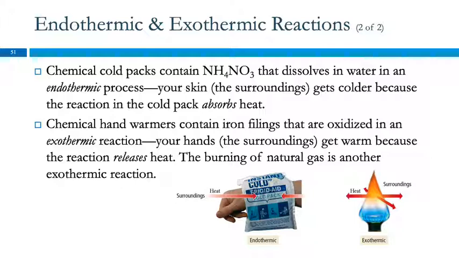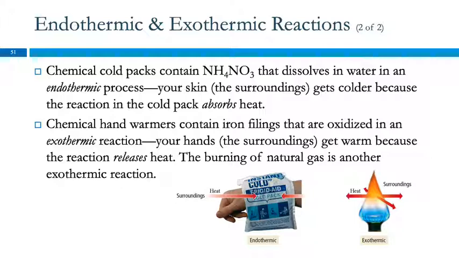Chemical hand warmers, like we talked about way back at the beginning of this chapter, with the iron filings that react with oxygen. That's an exothermic reaction. It releases heat. Now, the iron filings and the oxygen weren't hot to start with. It's not that they gave you the heat, but they had stored chemical energy. And when they react, that gets released as heat, and the heat flows to things that are lower temperature. So in an exothermic reaction, the surroundings get warm because the reaction is releasing heat.